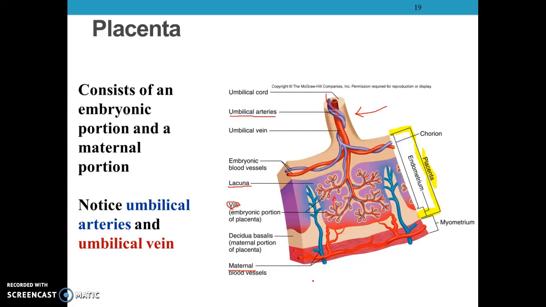All right, so again, just remember that it's actually a shared organ. Part of it is going to be the embryo, part of it is going to be the mother, but it consists of embryonic and maternal portions. And again, we mentioned this earlier, just notice that the umbilical arteries are going to be blue, because even though they're going away from the embryo, that makes them an artery, but they don't have oxygen yet, so they're going to be blue. The veins are red because they are returning blood to the embryo's heart, but they do have oxygen, so that's why they're looking red.